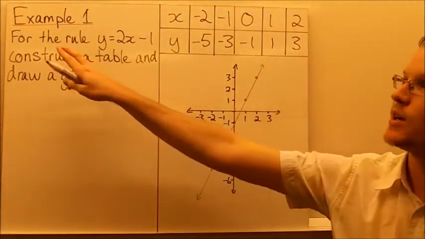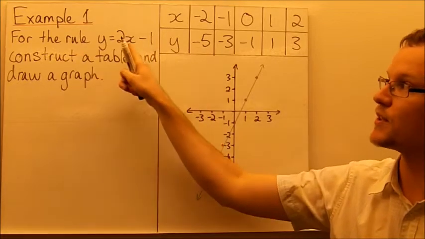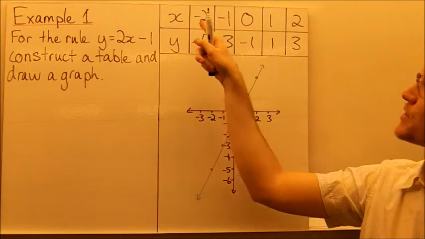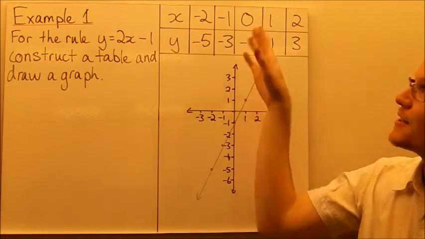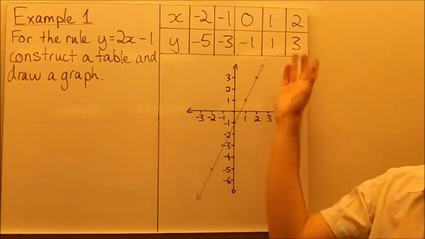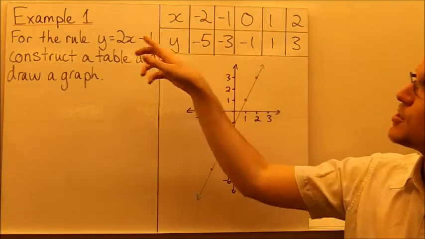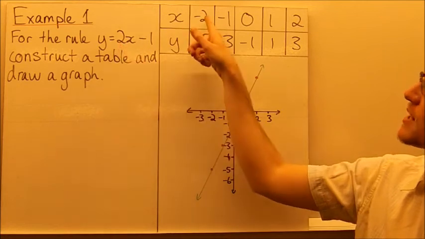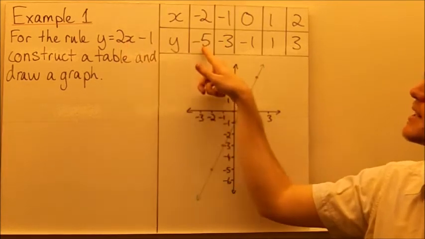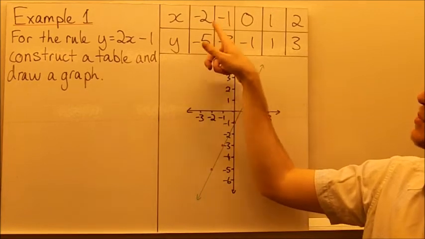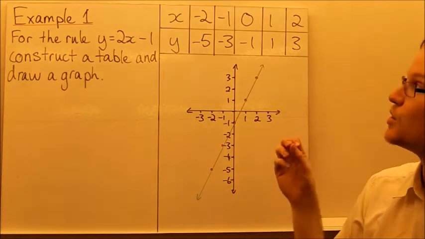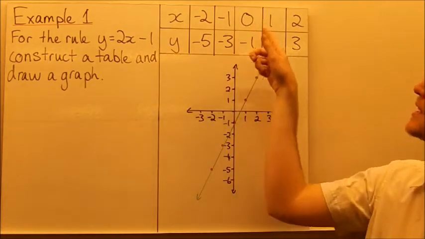In our first example, we're asked to construct a table for this rule and draw a graph of that rule. Once again, I've selected some negative values, a 0 and some positive values. Substituting these into the equation, 2 times negative 2 is negative 4. Negative 4 minus 1 is negative 5. Negative 1, putting that into the equation, 2 times negative 1 is negative 2. Negative 2 minus 1 is negative 3, etc.